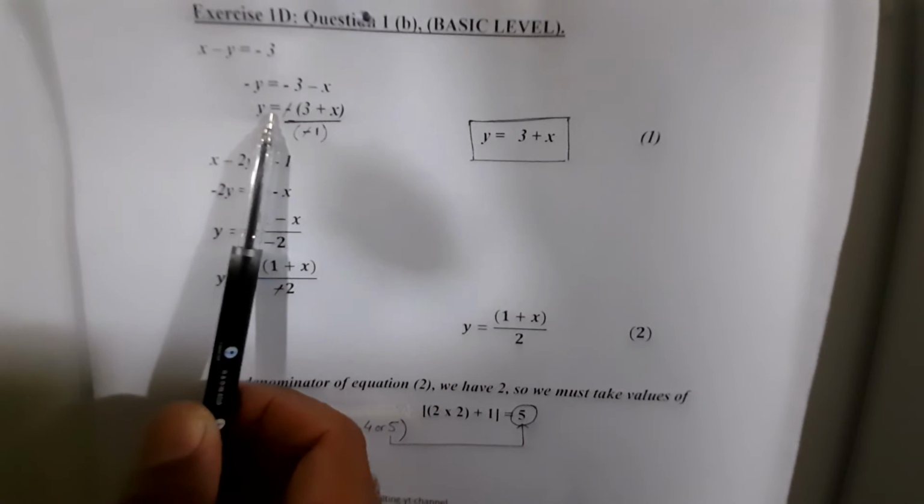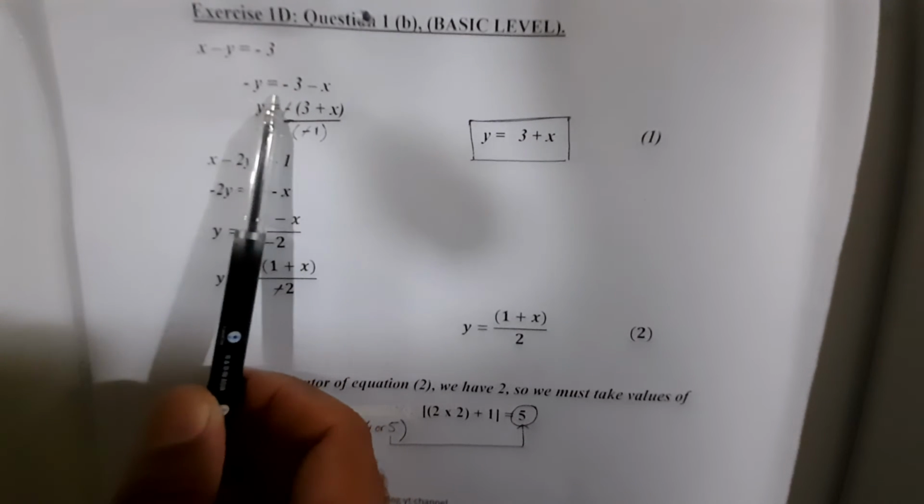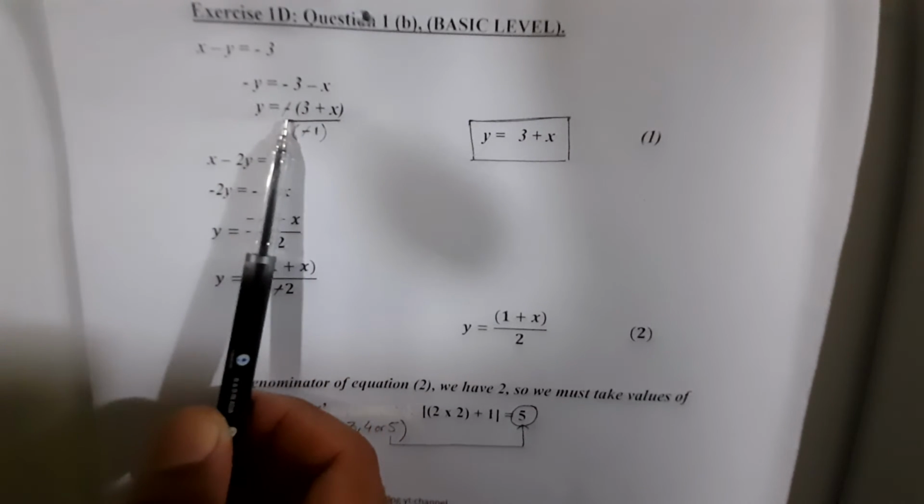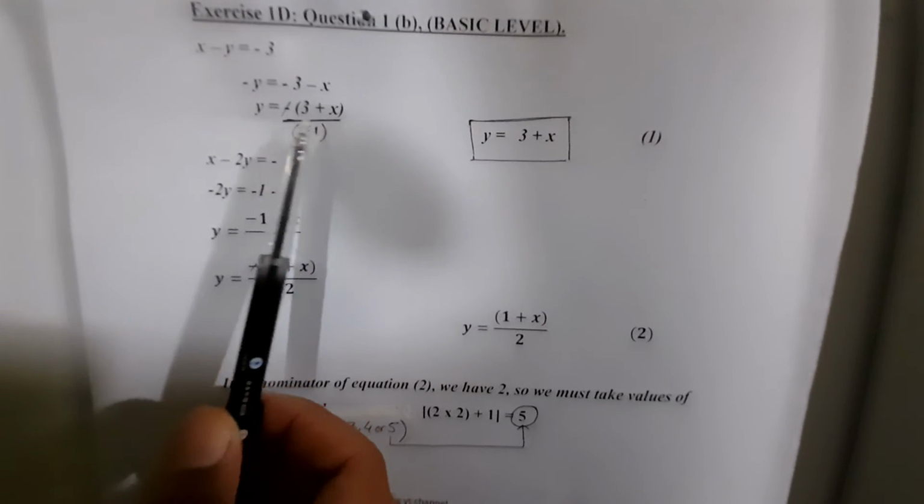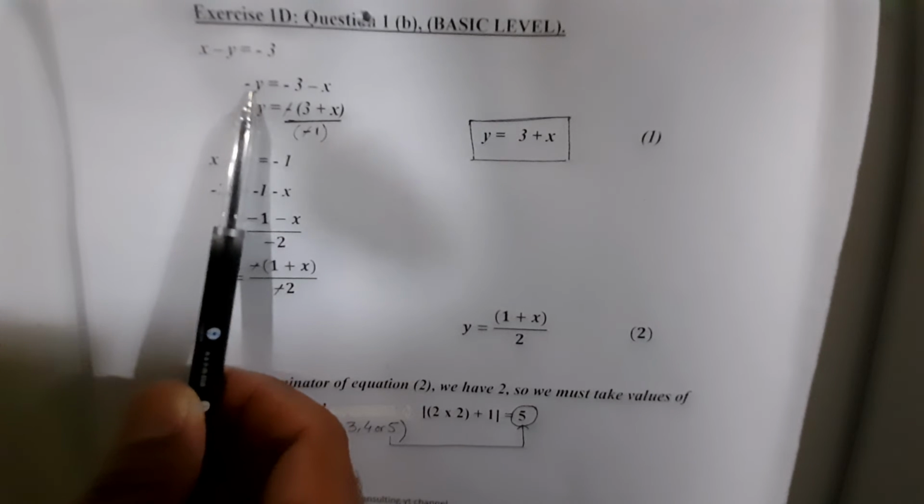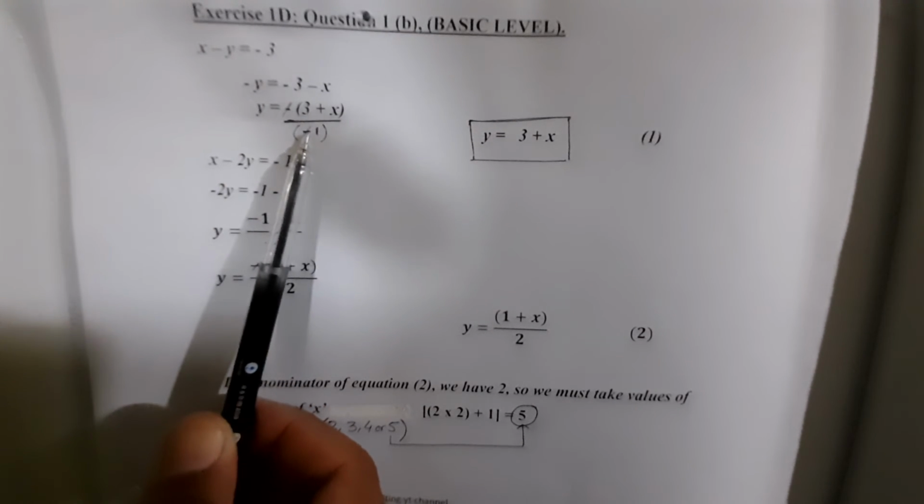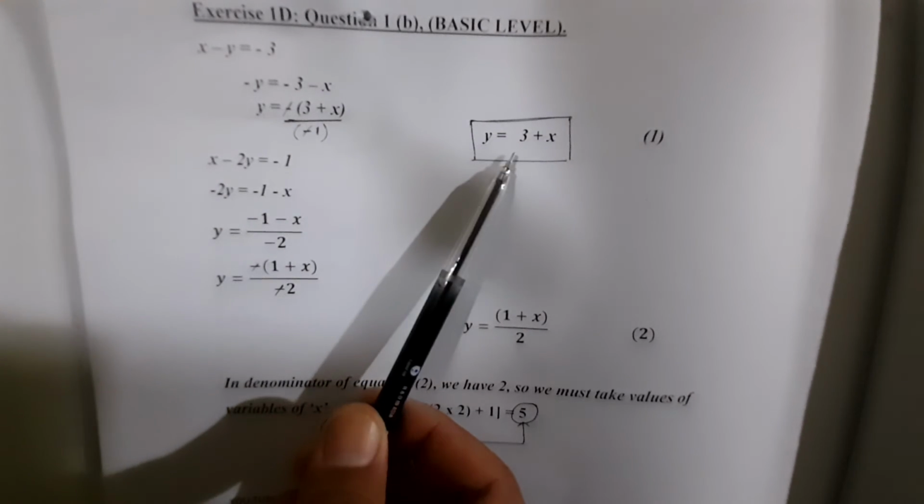Or in the second case, we can say that minus y is equal to minus 3 minus x. So take the minus common: minus, bracket start, 3 plus x. And here minus y, take minus 1 in the denominator. So minus minus cancel. So it becomes y is equal to 3 plus x. So y is equal to 3 plus x.